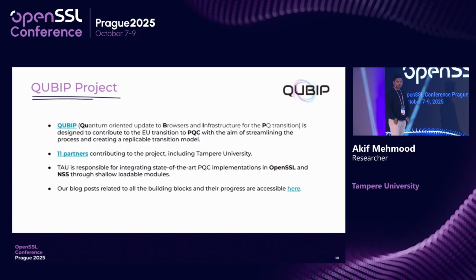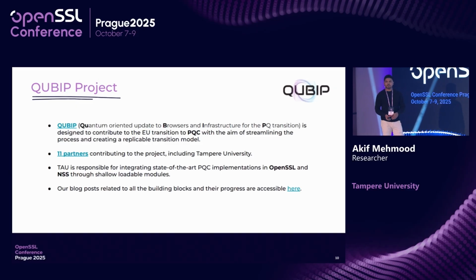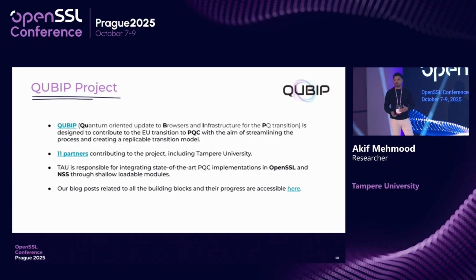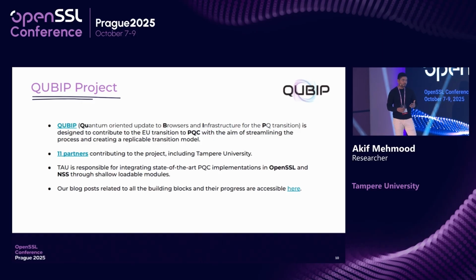As I said, we have 11 partners, and every partner is working on a different building block. We have a series of blog posts at qubip.eu/blog posts where you can read what we do in our project and how we are contributing, using different building blocks, to the PQC transition.